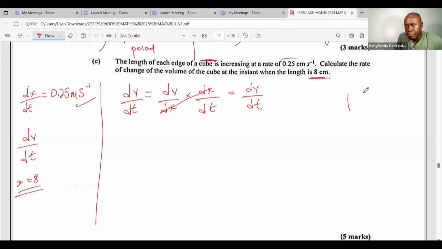We're dealing with a cube. How do we find the volume of a cube? The volume is x times x times x, so the volume of the cube is actually x to the third. And then we're going to utilize that.